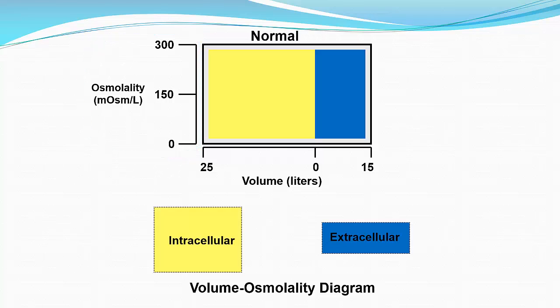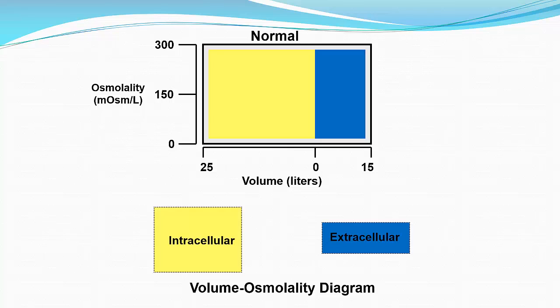The solid black lines on the diagram outline the normal expected values for an adult, and the colored boxes illustrate the patient's actual values. The yellow box on the left side of the diagram represents changes in the intracellular compartment, while the blue box on the right side of the diagram depicts changes in the extracellular fluids. The extracellular fluids consist of the plasma, interstitial fluid, and lymph. The patient boxes can move to represent changes in the volume or osmolality status.